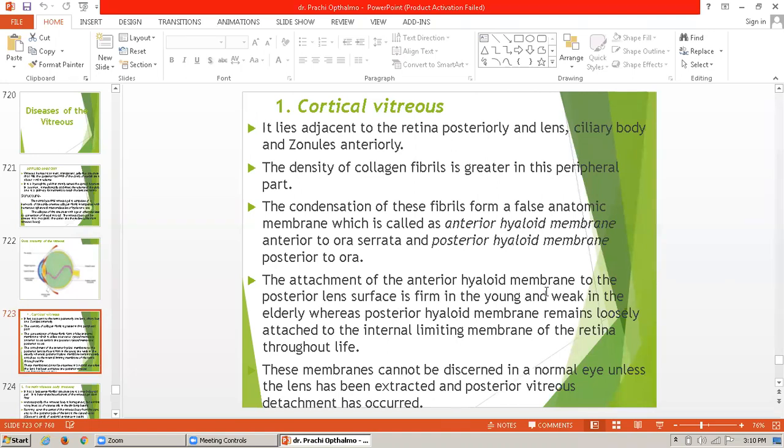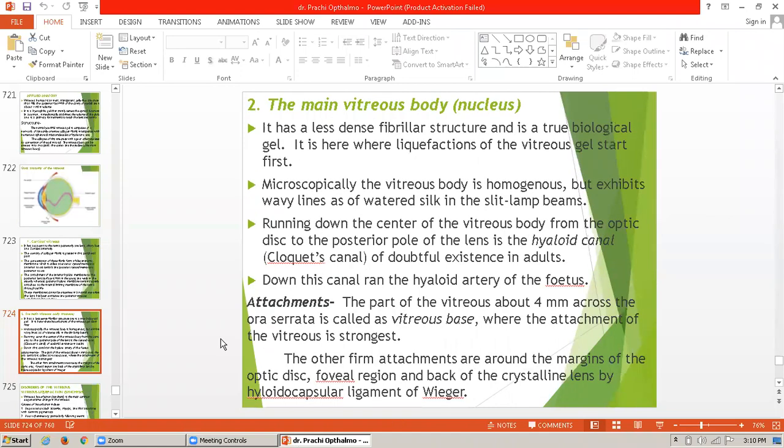Then the attachment of the anterior hyaloid membrane to the posterior lens surface is firm in the young and weak in the elderly. Whereas the posterior hyaloid membrane remains loosely attached to the internal limiting membrane of the retina throughout life. These membranes cannot be discerned in a normal eye unless the lens has been extracted and posterior vitreous detachment has occurred.